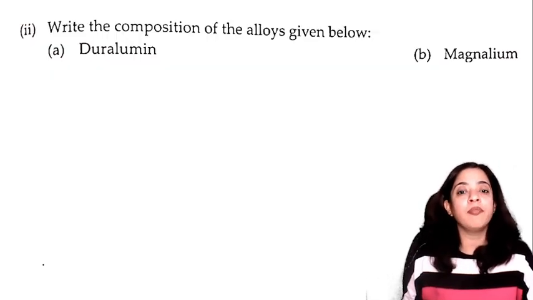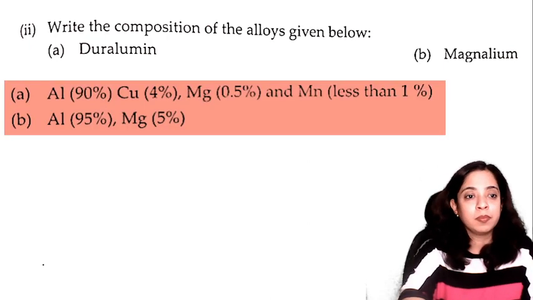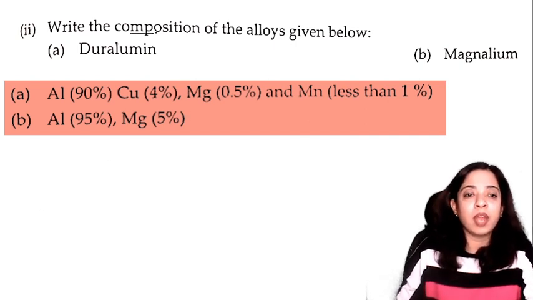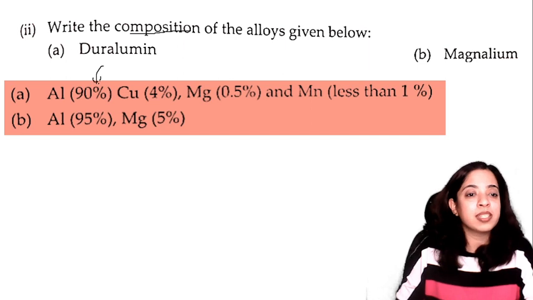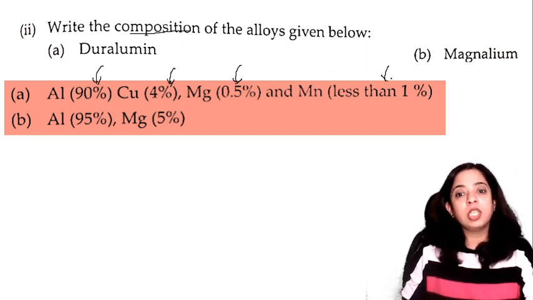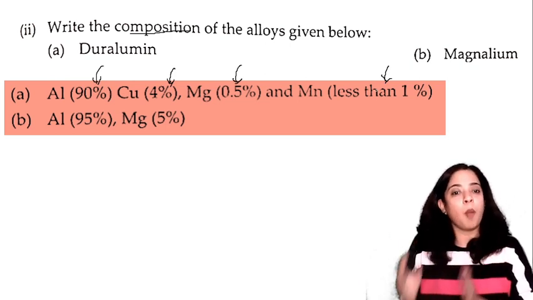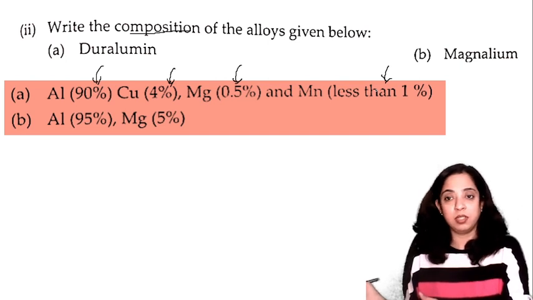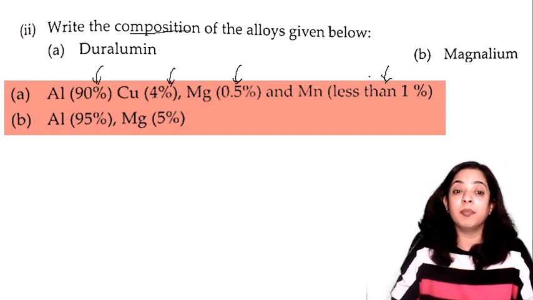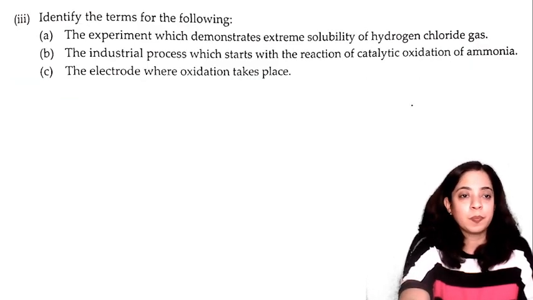Write the composition of alloys given below. Duralumin and magnalium. So duralumin is aluminium, copper. Even if they tell you to write the composition, it is not compulsory to write the exact percentage. Children, you can get full marks only by writing the components. Aluminium, copper, magnesium, manganese. That's it. And magnalium is aluminium and magnesium. But if you are able to remember the percentage very well, it will give you an edge over others.